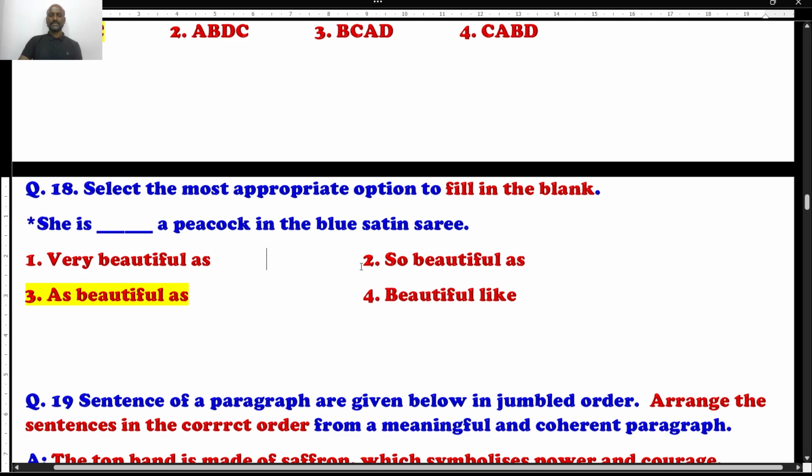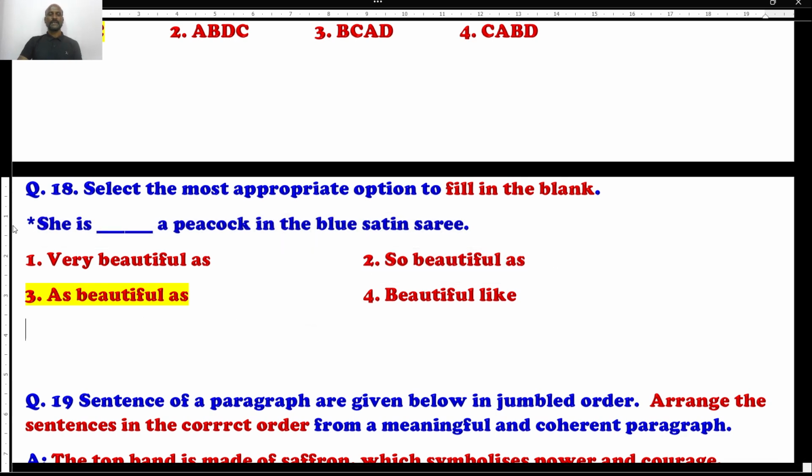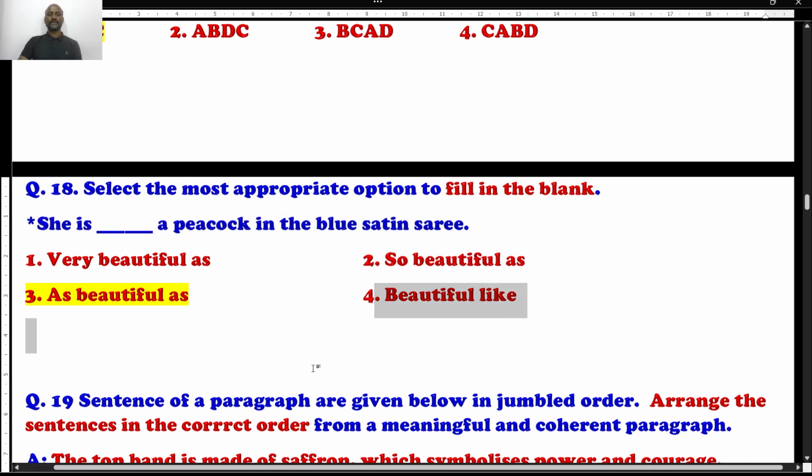No, she is so beautiful as. We cannot use so and as when the sentence is positive. We use so and as along with an adjective when the sentence is in negative form. So just delete it. She is beautiful like a peacock. Sounds okay, but let me check one more. She is as beautiful as a peacock in the blue satin saree. This is the right sentence.